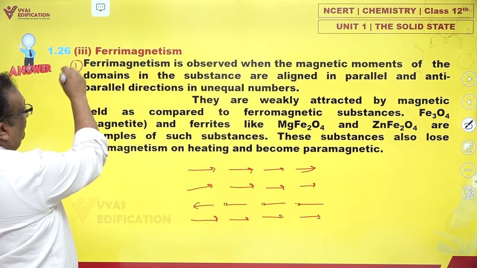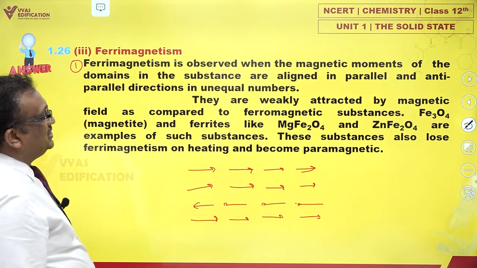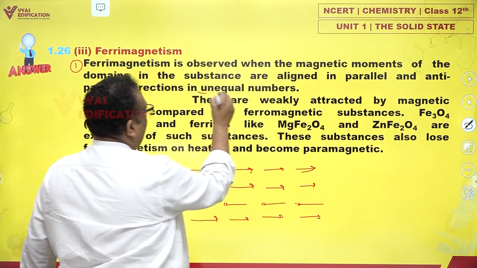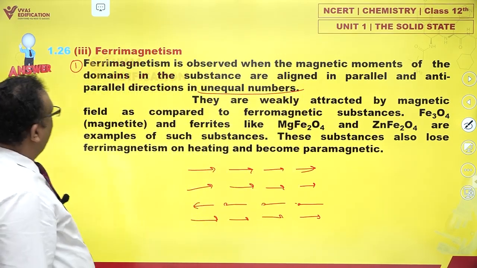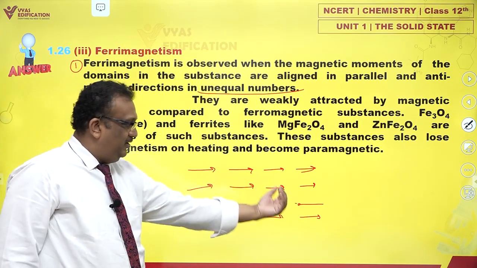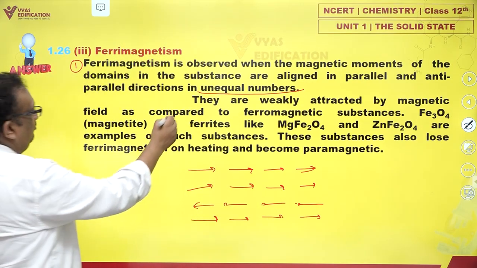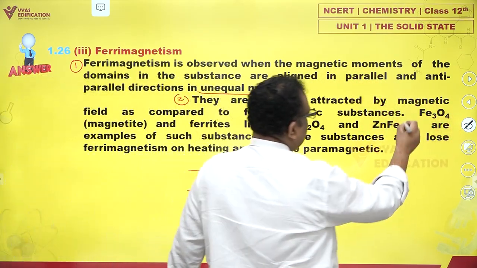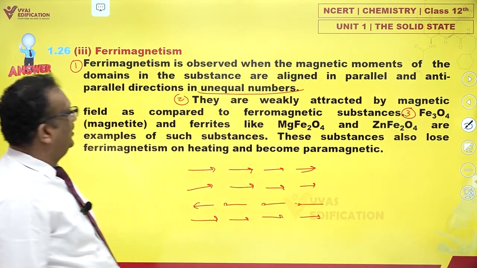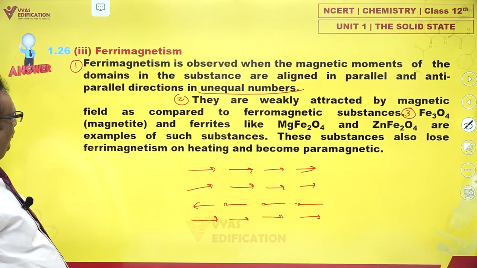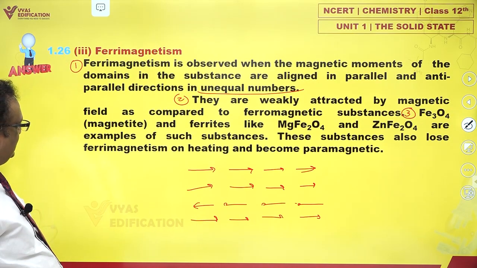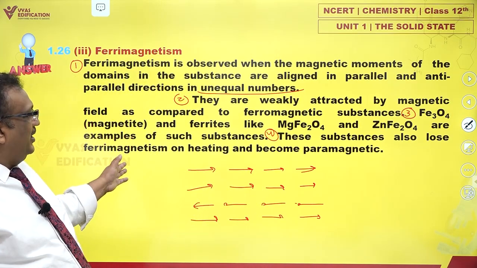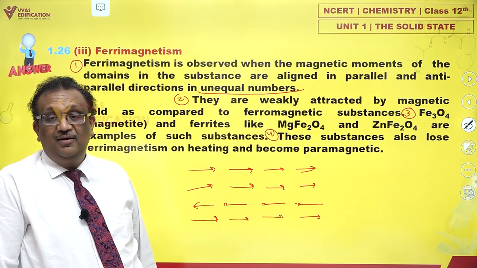So, it is observed when magnetic moments of domains in the substances are aligned in parallel and anti-parallel directions in unequal numbers. See, in unequal, three of them are in one side, one on the opposite side. Fine. Second point, they are weakly attracted to magnetic field. Third point, examples: ferrosoferric oxide Fe3O4, ferrites MgFe2O4, ZnFe2O4 are examples of such substances. And fourth point, these substances also lose their ferrimagnetism on heating and they become paramagnetic.